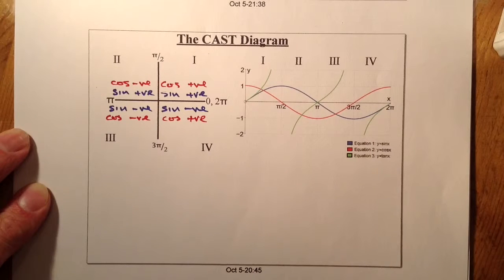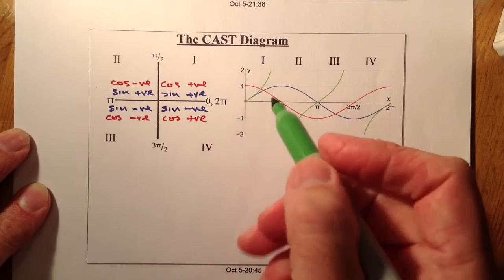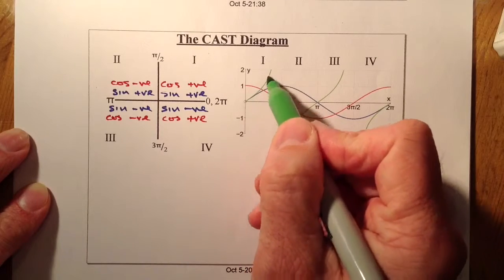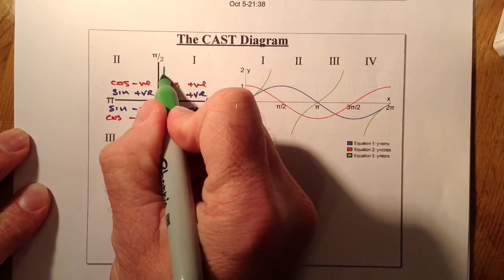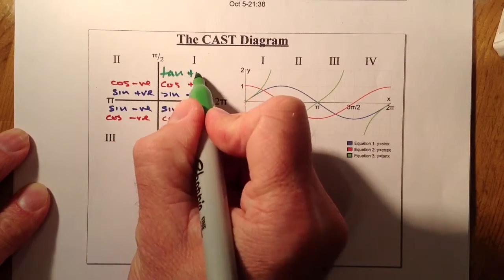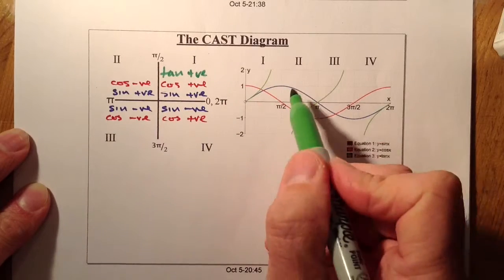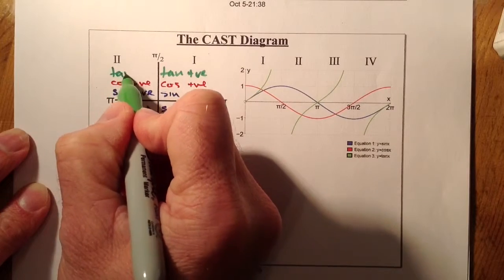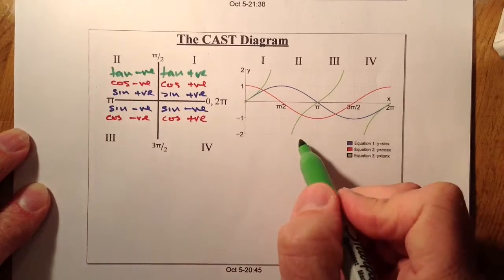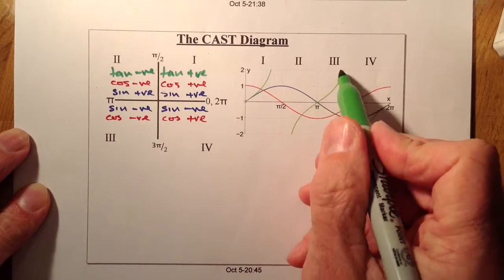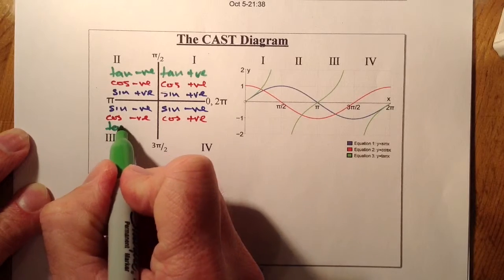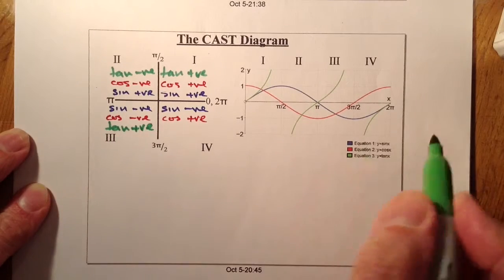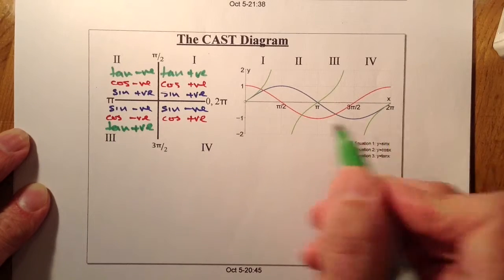If I look at the tan graph, tan in the first quadrant is positive. So tan is positive in the first quadrant. In the second quadrant, it's below the x-axis, so tan is negative here. Tan is then positive when it gets to the third quadrant, and negative in the fourth quadrant.